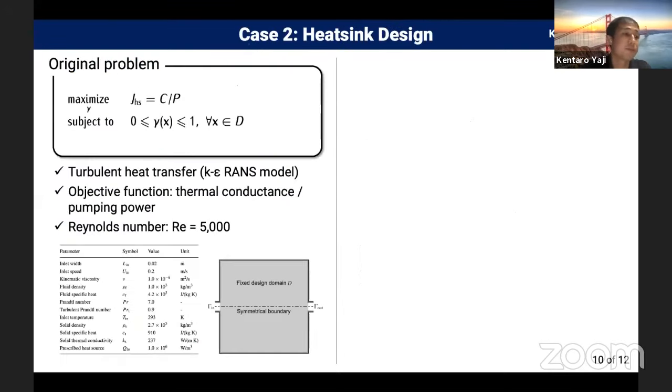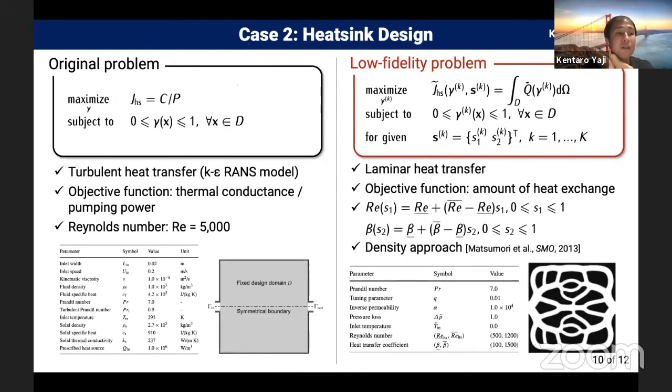The second example is the heat sink design, considering turbulent heat transfer. In this example, the objective function is defined as the ratio of the thermal conductance and the pumping power. For indirectly solving this original high fidelity optimization problem, we define the low fidelity optimization problem like this. Here, the thermal fluid is modeled as laminar heat transfer, and the seeding parameters are defined for varying the Reynolds number and the heat transfer coefficient beta.